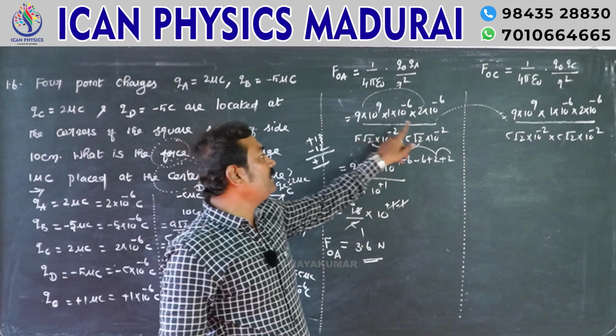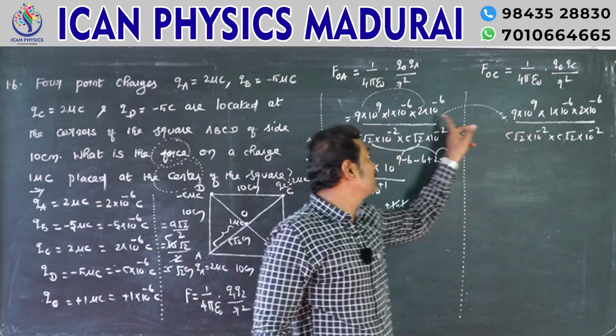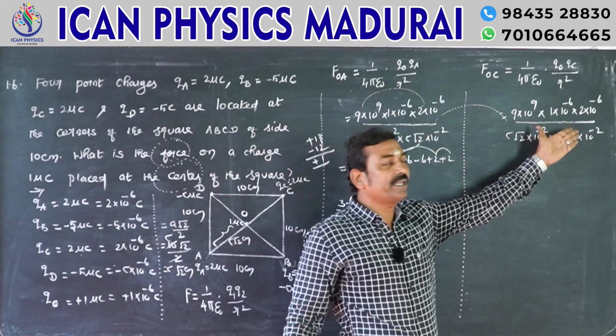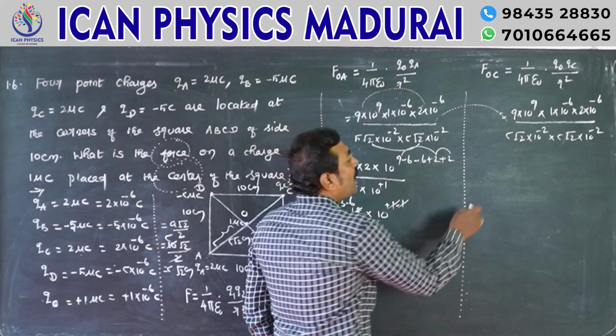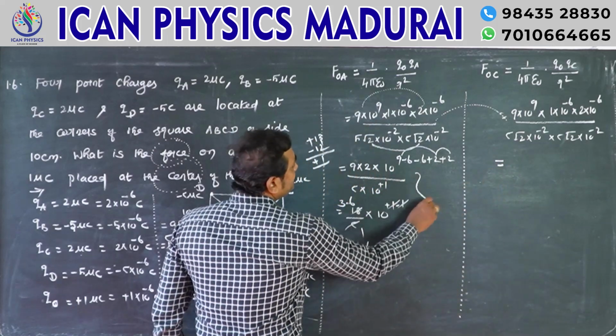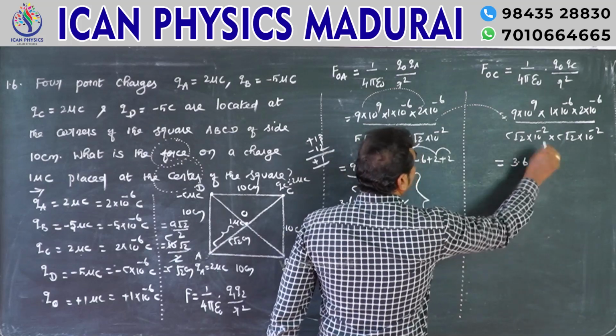9 into 10 to the power 9, 1 into 10 to the power minus 6, 2 into 10 to the power minus 6, and you see the denominator is also the same. So, by skipping these two steps, finally we can get to the same answer, 3.6 Newton.